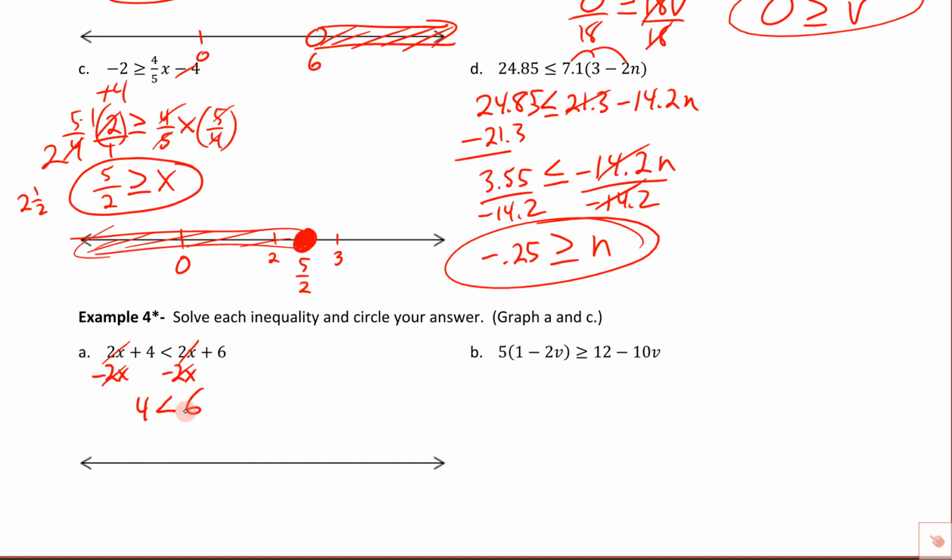Now, this is an inequality, and the whole point of solving an inequality is to get a number that makes it true. 4 is less than 6. Now think back. That is going to be a true inequality. There's nothing we can do to mess that up. 2x plus 4 is always going to be less than 2x plus 6. Okay? So what this means is we're going to say that there are infinitely many solutions.